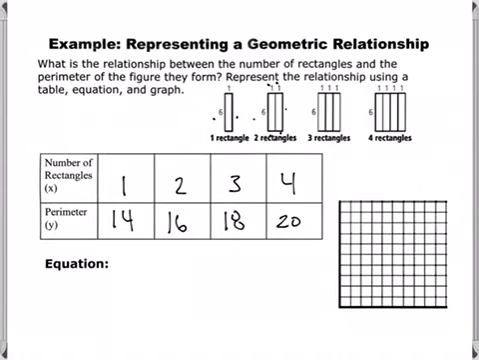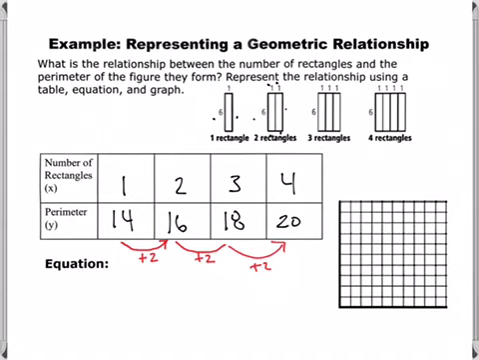To represent this as an equation, we have to think about what's happening between the increase in the number of rectangles. So when we go from 1 to 2, our perimeter changes by 2. It adds 2. And then we go from 2 to 3 rectangles. We add 2 to the perimeter as well. And then from 3 to 4, we add 2 as well.